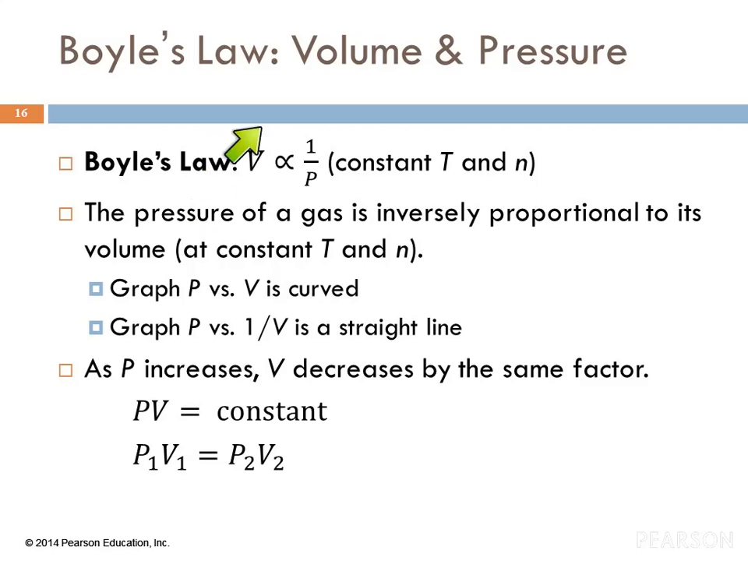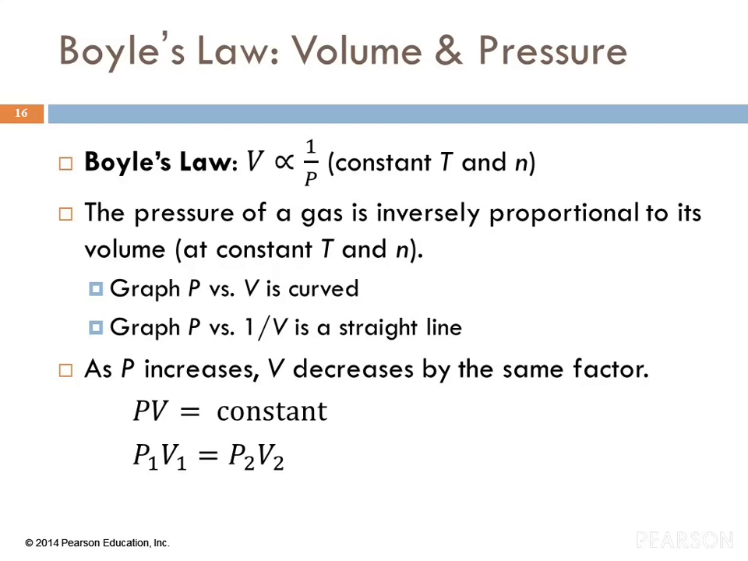So this can be expressed as a proportionality. Volume is proportional to 1 over the pressure. If we look at this, if P gets larger, then 1 over P is smaller, and the volume must be smaller. Proportional just says there's a relationship, one goes up, one goes down. It doesn't say exactly what the relationship is. There's a constant involved.